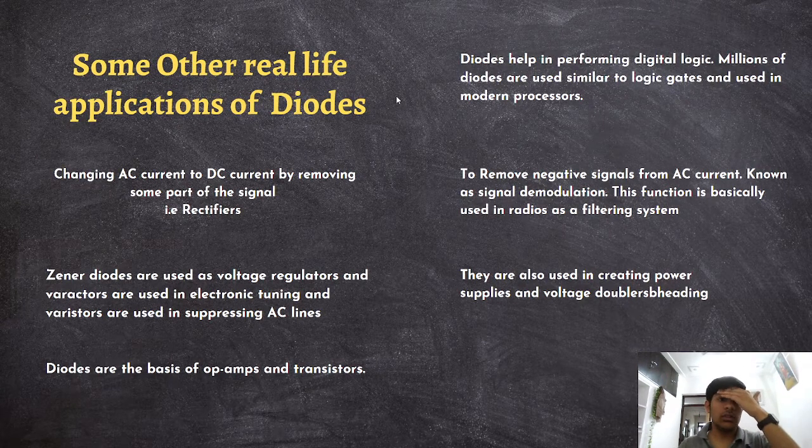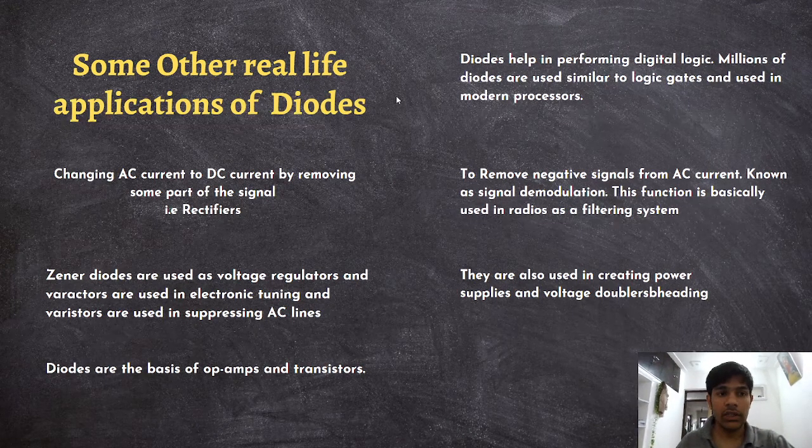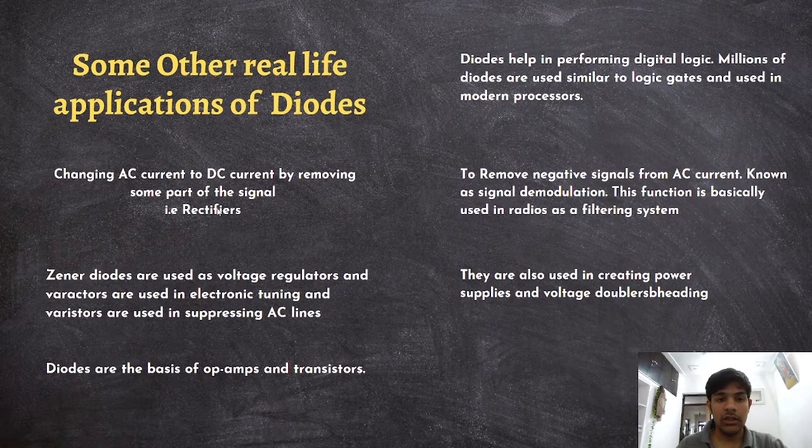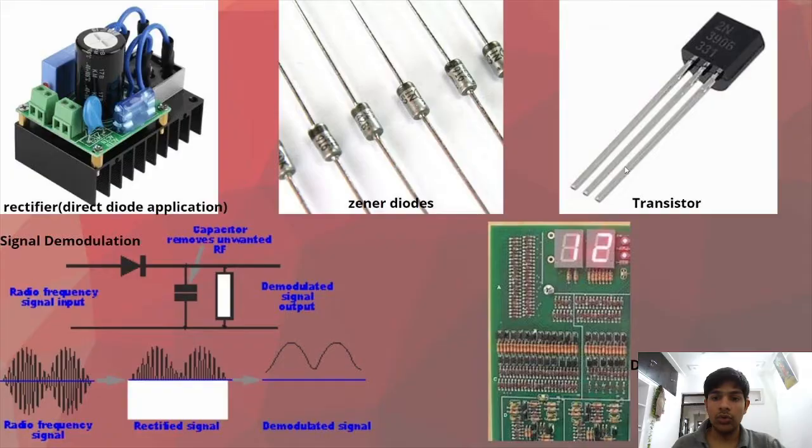Diodes are widely used in many real life applications, some of which are rectifiers, Zener diodes used as voltage regulators, operational amplifiers and transistors, and diodes are the basis of performing millions of digital logic gates and in demodulation to remove the negative signals from the AC current, and also to create power supplies. These are the pictures showing rectifiers, Zener diodes, transistors. These all contain diodes primarily.